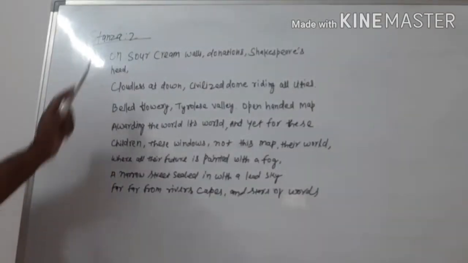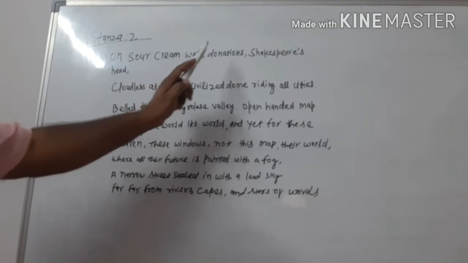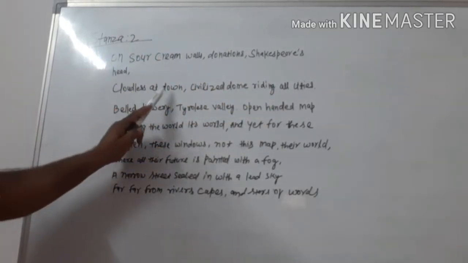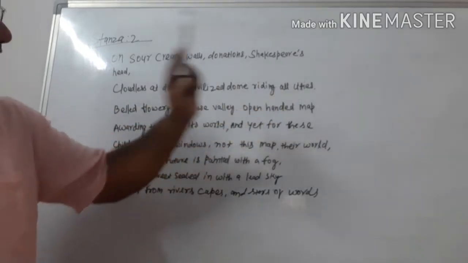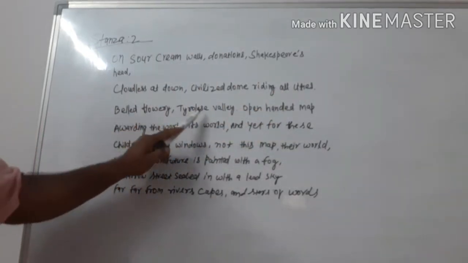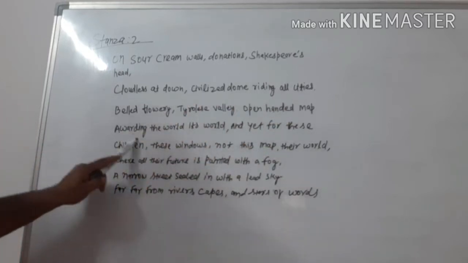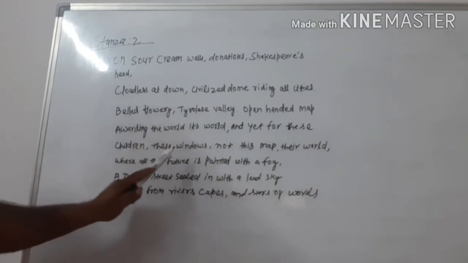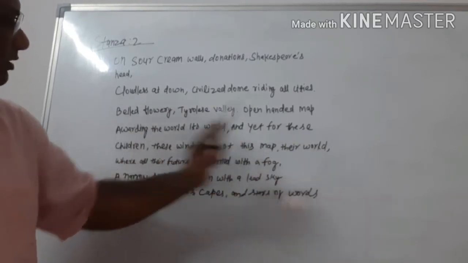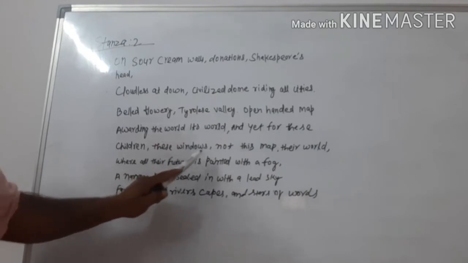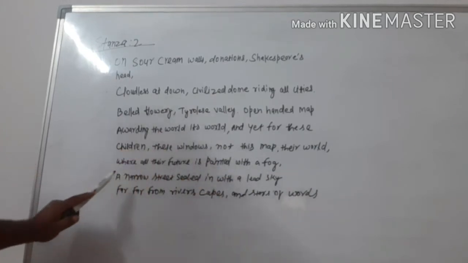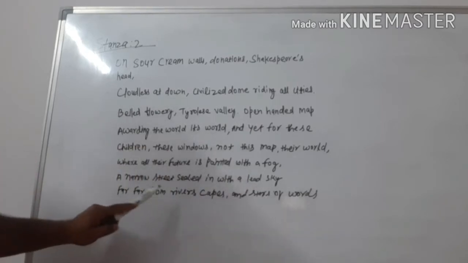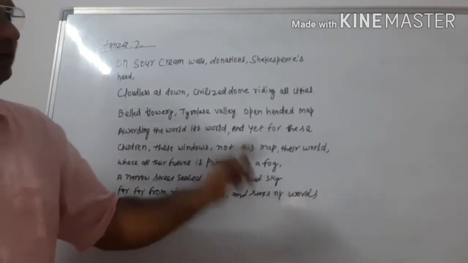Second stanza. On sour cream walls, donations, Shakespeare's head, cloudless at dawn, civilized dome riding all cities. Veiled, flowery, tireless valley, open-handed map, awarding the world its world, and yet for these children, these windows, not this map, their world, where all their future is printed with a fog. A narrow street sealed in with a lead sky, far, far from rivers, caves, and stars of words.